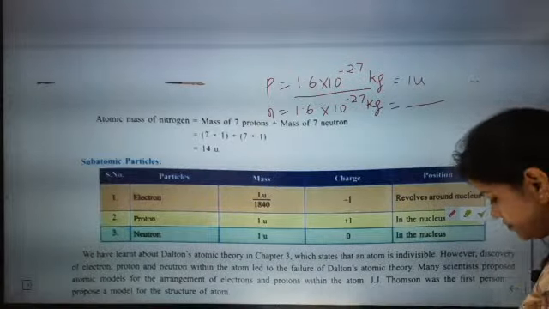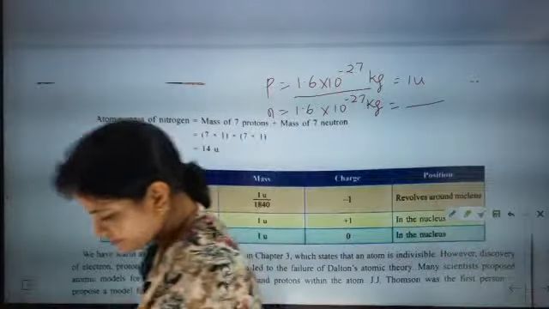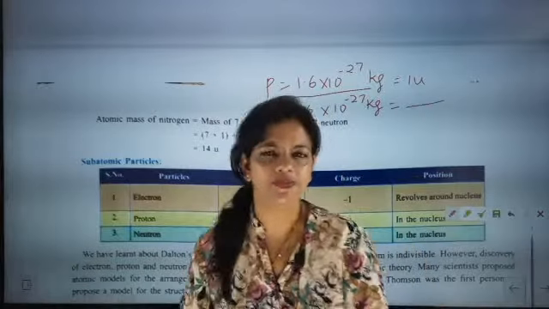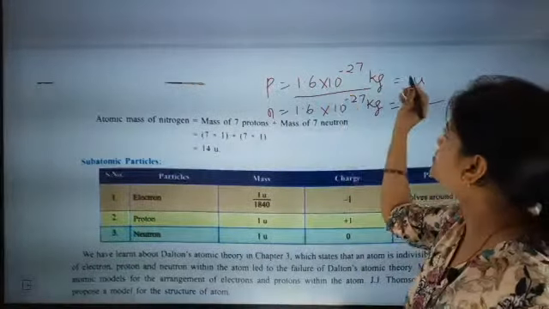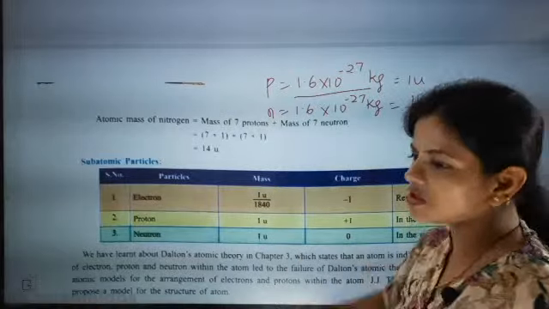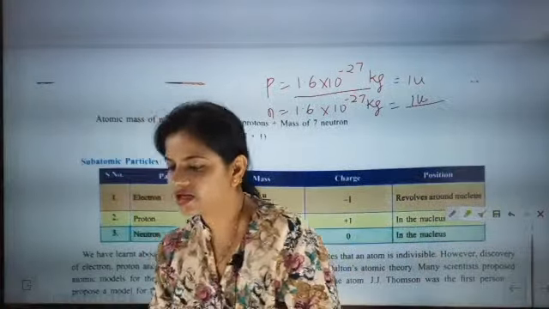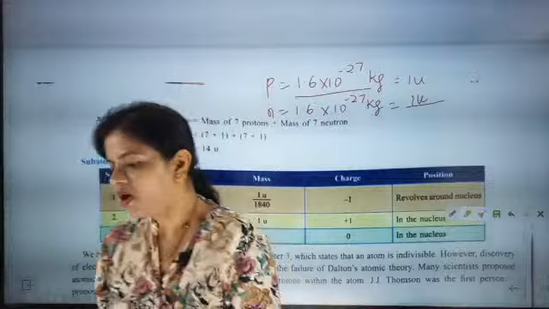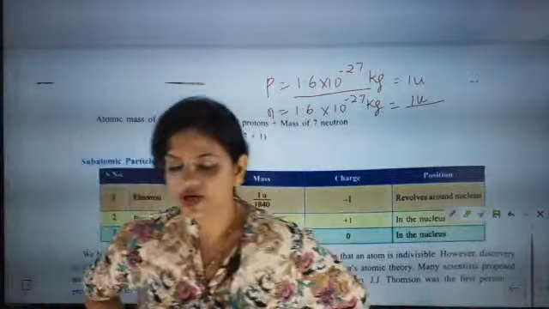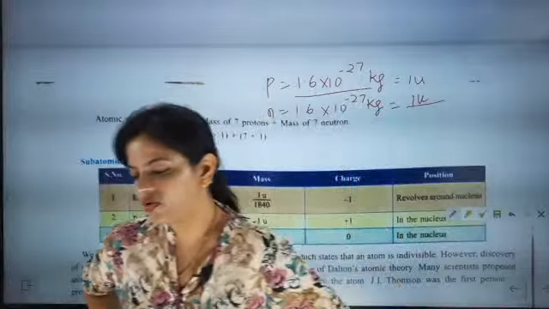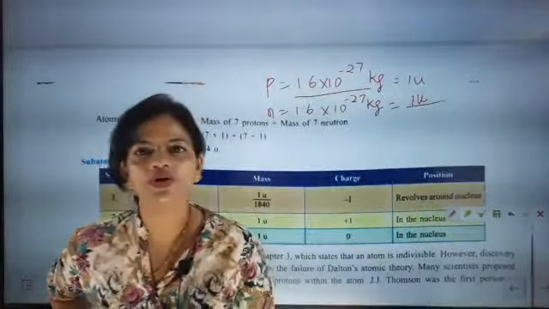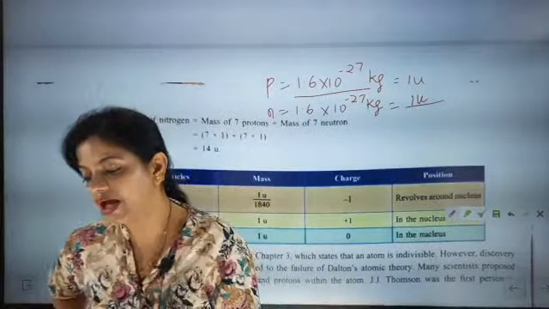Very good, same as that of 1 unit. Clear concept, super Vishal. Here this much is taken as 1 unit, so since both are the same, neutron mass will also become 1 unit. Correct Kanishka, neutron mass is also becoming 1 unit. So 1 unit neutron mass we are going to take. I hope everyone understood this point. Their mass is exactly coming out the same.